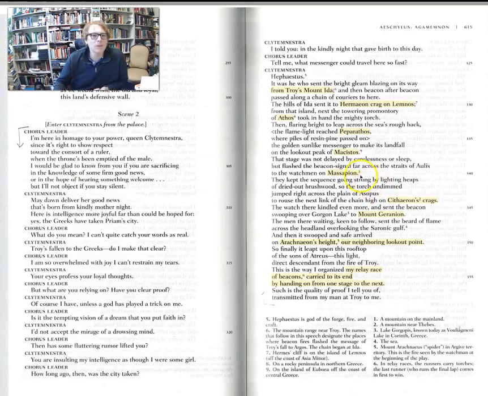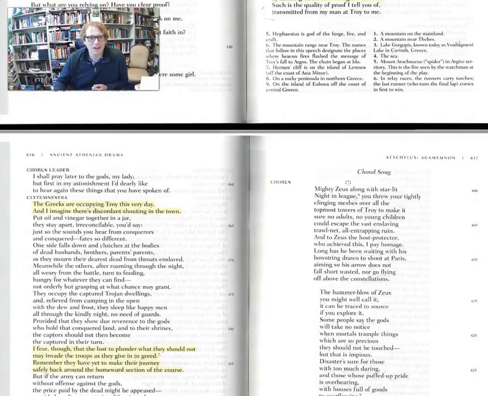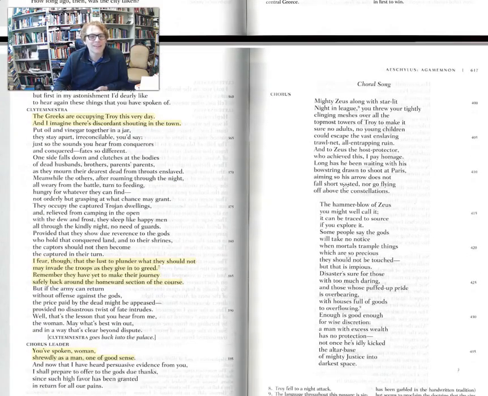And it's an important symbol throughout the play, this idea of the signal fire of information being passed from one person to another, right? And how do you know the truth of what's happening? And here she imagines this as it's happening. She says the Greeks are occupying Troy this very day, and she knows it because she saw the signal fire. And I imagine there's a discordant shouting in the town. But she's also worried, and she goes on in this part to talk about how there are two different sides to every war, and there's shouting. The men who have won are happy, but those who have lost are devastated at what's to become of them.